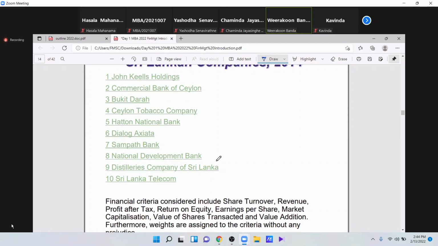Here the financial criteria can include turnover, revenue, profit after tax, return on equity, earnings per share, market capitalization, value of shares transacted and value additions. Furthermore, weights are assigned to the criteria without any prejudice.